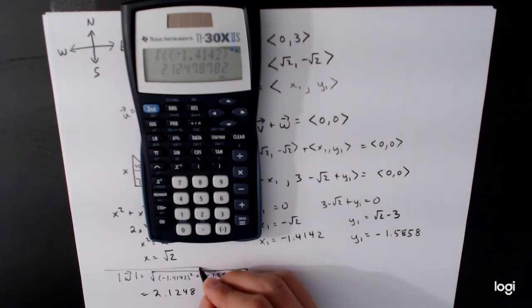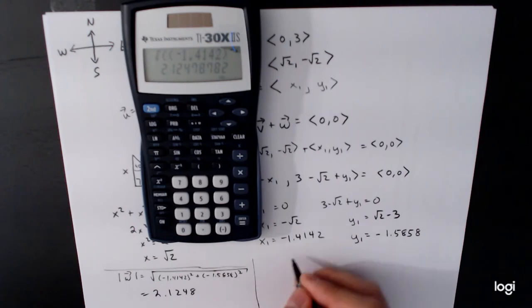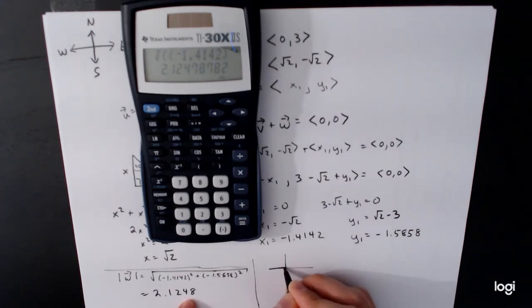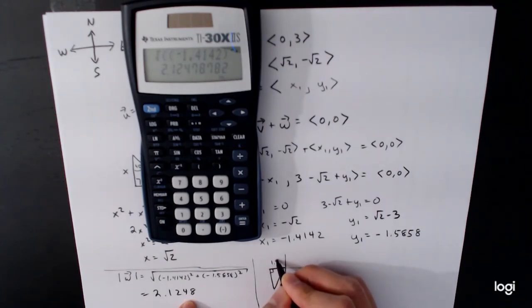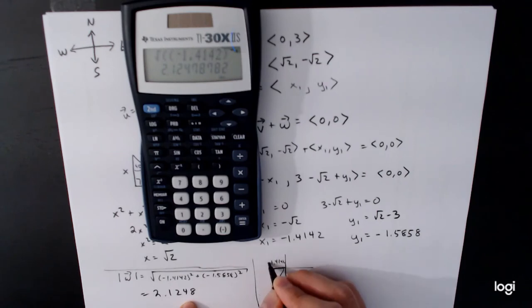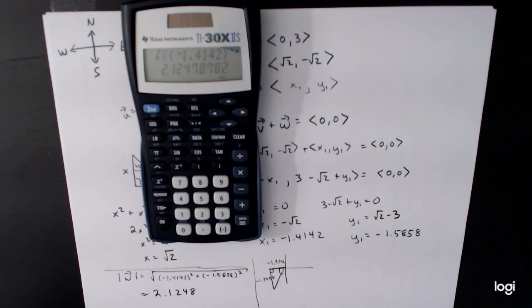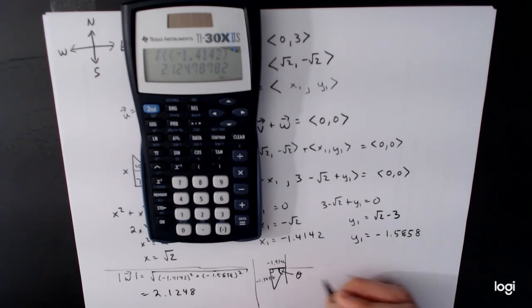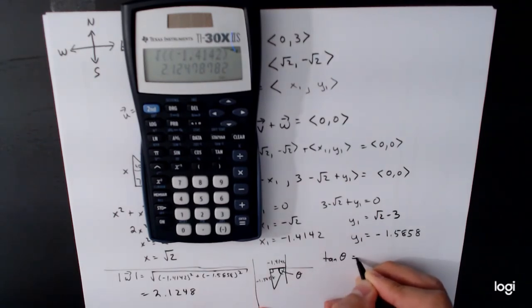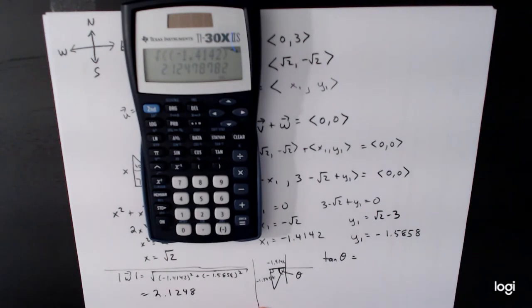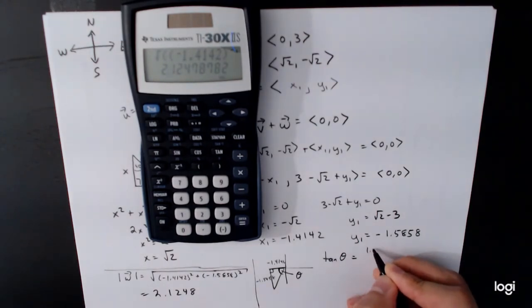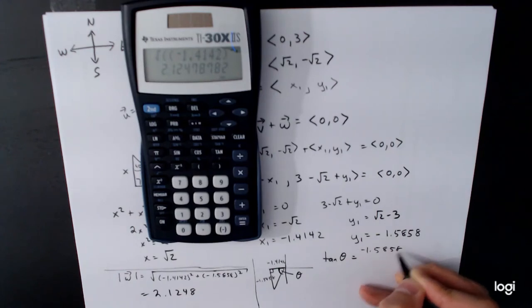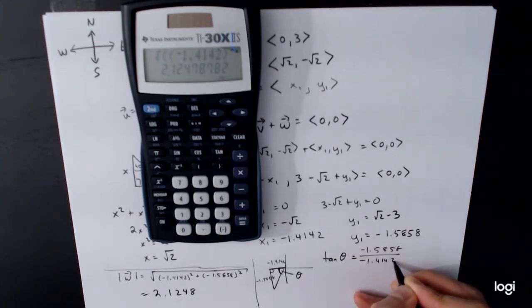What direction does she need to travel? Well, we have our x and our y here. So our x is negative and our y is negative. And so this is 1.4142. This is negative 1.5858. Let's just find what that angle is right here, and then we'll figure out how to describe it in a moment. So we have, let's call it theta. Tangent of theta is equal to, remember tangent is opposite over adjacent, so negative 1.5858 over negative 1.4142.